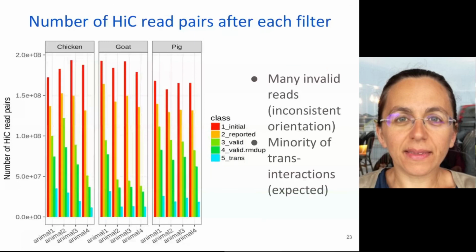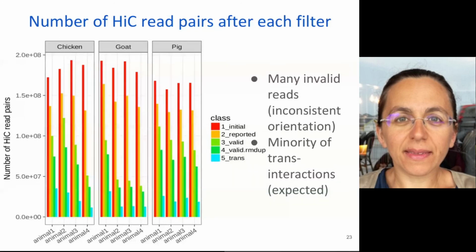Then on slide 23, we do simple summary statistics on the read pairs that we have after different filters. Like the ATAC-seq, we lose quite a lot here. We represent the initial reads, then those reported by the HiC-Pro pipeline, then the valid ones, the ones in good orientation, then the valid ones after removing duplication, and then the trans, meaning on 2 different chromosomes. We can see the step where we lose the most reads is the valid step, which eliminates reads in inconsistent orientation, and we see a minority of trans interactions, and this was expected.